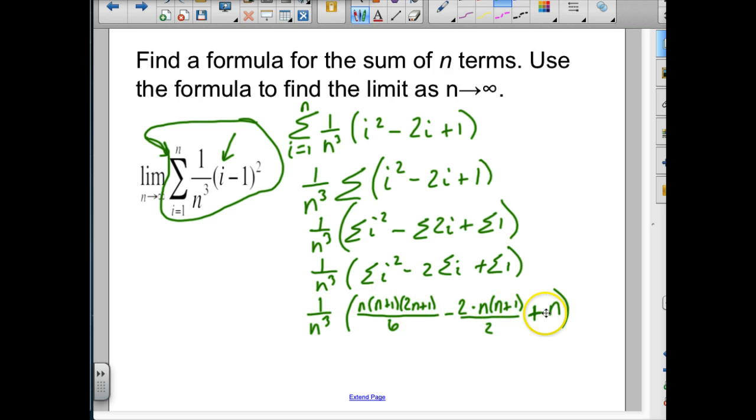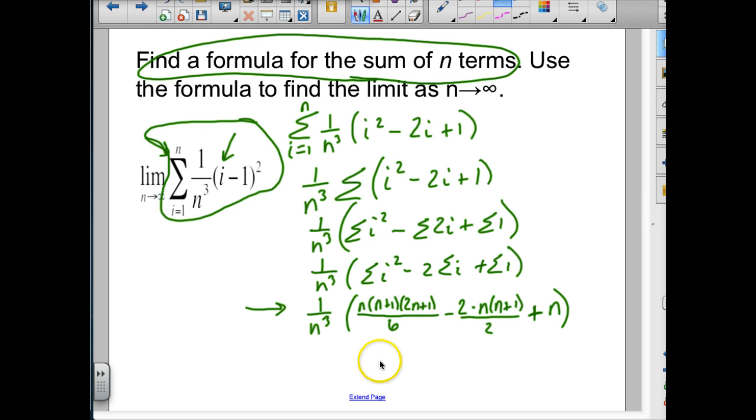We're going to simplify all of this, but notice where we are now. We now have a formula that has only the letter n in it. So we have a formula for the sum of n terms. But we're going to have to do the limit, and so before we can do the limit, as n approaches infinity, we want to simplify this a lot.